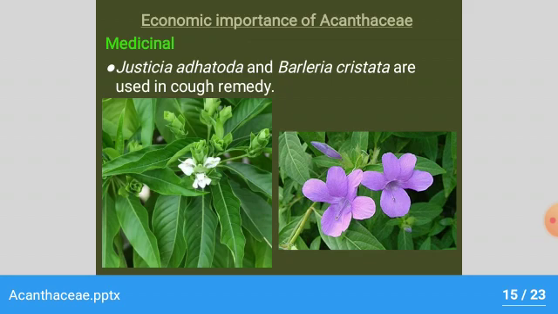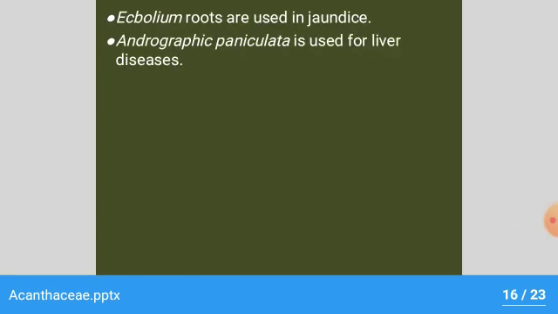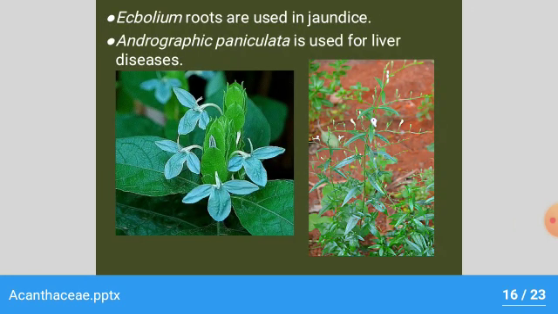Then next we move to economic importance of the family Acanthaceae. First one is the medicinal importance. There are some plants that are medicinally important, like Justicia adhatoda and Barleria cristata, used as a remedy for cough. Then Eranthemum roots are used to treat jaundice, and Andrographis is one of the excellent herbaceous plants, Tamil Nilavembu. The decoction is used for various malarial and viral fevers, and also for liver diseases.